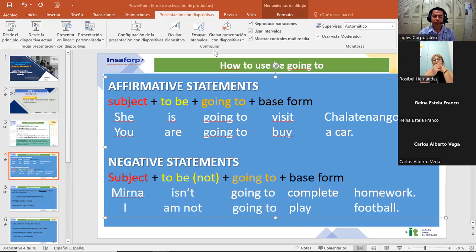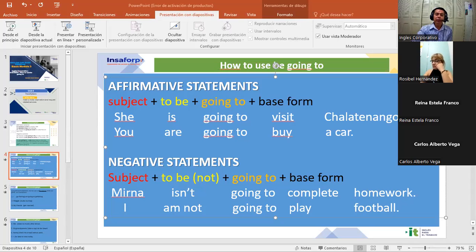Hello, Kevin. Okay, I understand, Kevin. I got your message. Now, okay. So we were learning about the use of going to, right? Affirmative statement: she's going to visit Chalatenango, you're going to buy a car. Negative: Mirna is not or isn't going to complete homework, and I am not going to play pool.